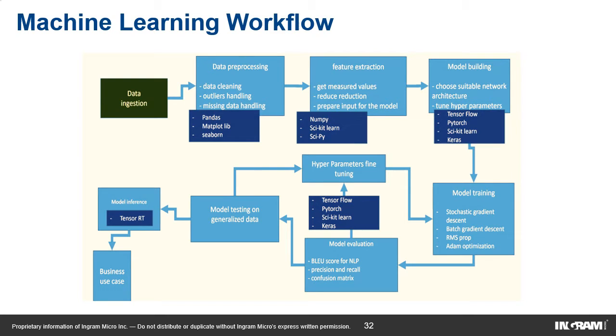Then model building: choosing the right machine learning algorithm or deep learning architecture for the problem, tuning the hyperparameters, and then training and evaluating the model. Once this process is done, we test the model on unseen data to see how the model will generalize. If the model doesn't provide the required accuracy, we do fine-tuning, change some parameters of the model, and retrain again until we reach the required accuracy. Finally, we come to model deployment and inference.